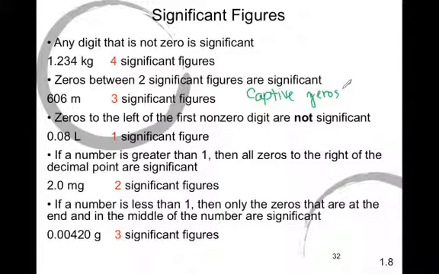Zeros to the left of the first non-zero digits are not significant. I'm going to call those leading zeros. So any leading 0 is not significant. So this 0.08, those two zeros come before any other number, are not significant, so we only count the 8 as the significant digit.